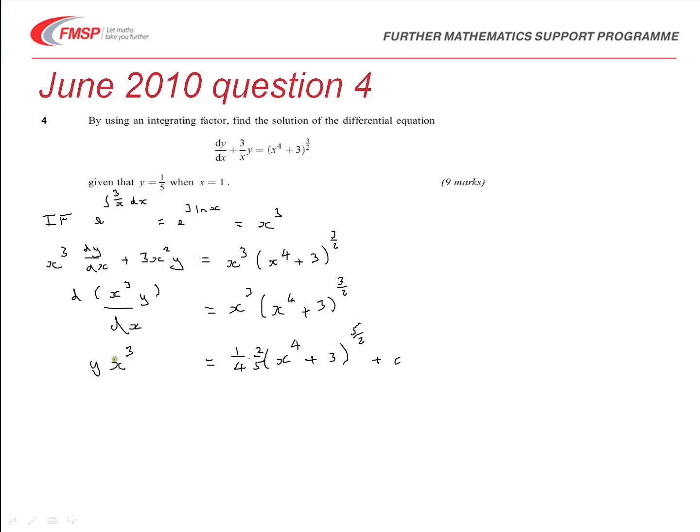If we just tidy that up, we've got y times x cubed equals 1/10 of (x to the 4 plus 3) to the power of 5 over 2 plus our constant.